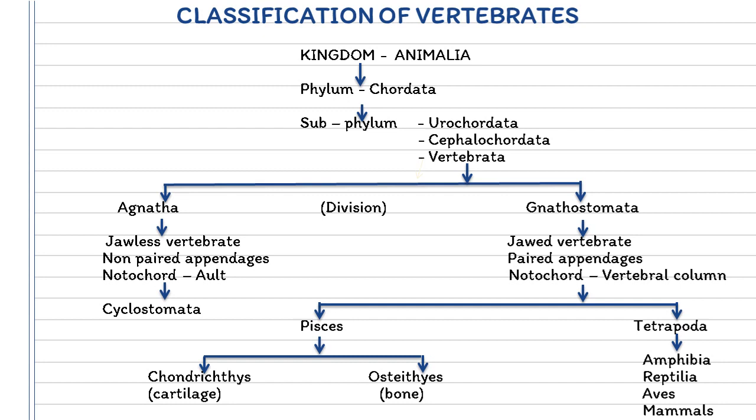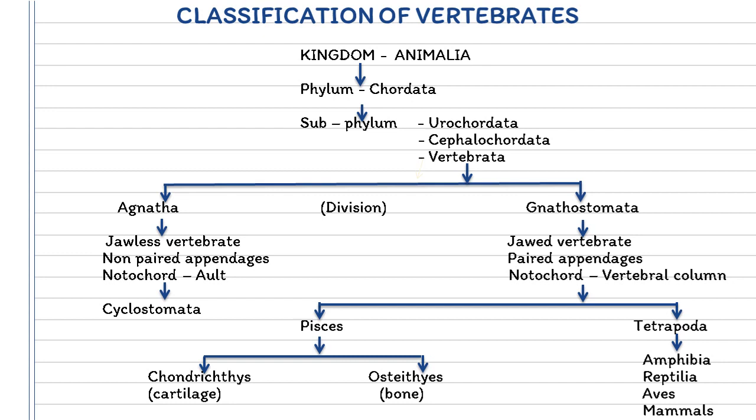For Gnathostomata, the opposite points we can write. They are jawed vertebrates. Paired appendages will be there. Then the notochord is converted into a vertebral column in these organisms. This Gnathostomata consists of 2 divisions again, that is Pisces as well as Tetrapoda. So for Pisces, what classes are there? Chondrichthyes as well as Osteichthyes.